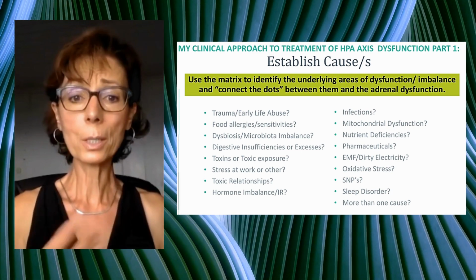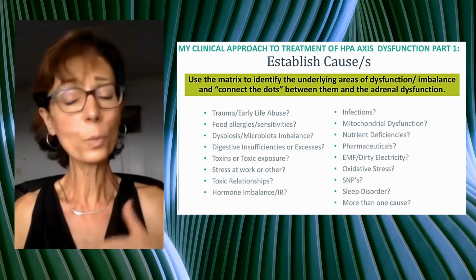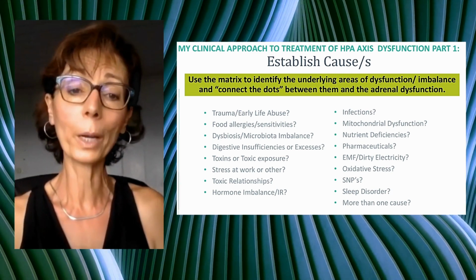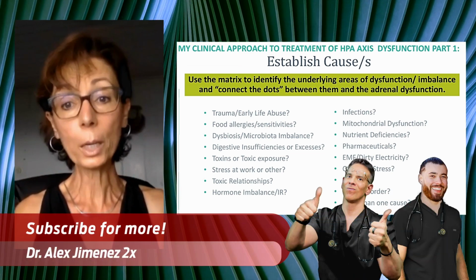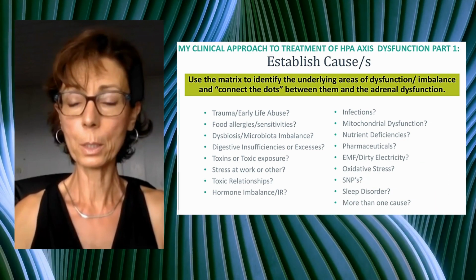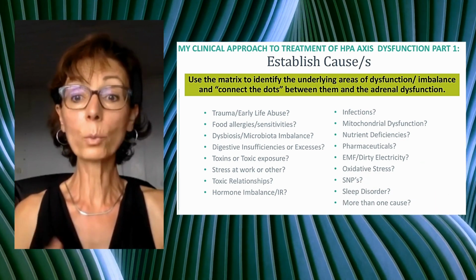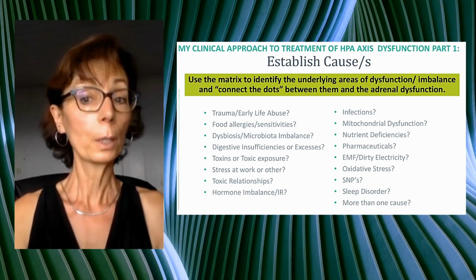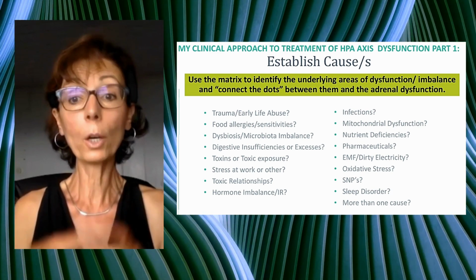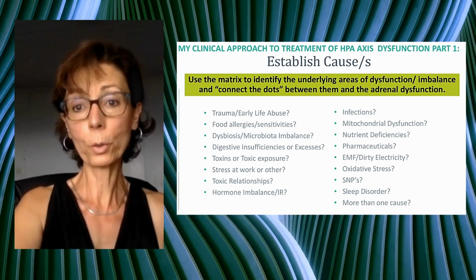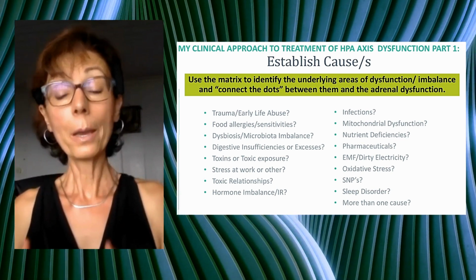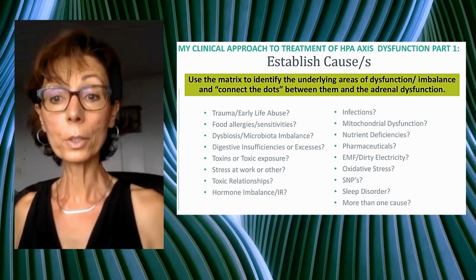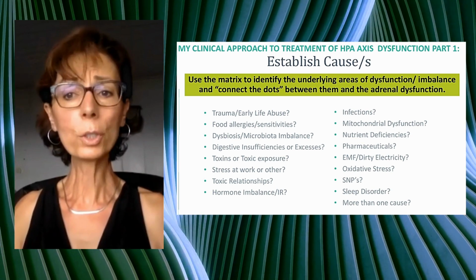Think about allergies and sensitivities, dysbiosis or changes in the gut microbiota, but also digestive insufficiencies or excesses, and toxins. And then there's a multitude of toxins. It could be stress at work, stress in their personal life. It could be toxic relationships. It could be a hormone imbalance in some of the other hormones, and usually I think more upstream, like insulin resistance, for instance. It could be infections. It could be mitochondrial dysfunction, nutrient deficiencies.